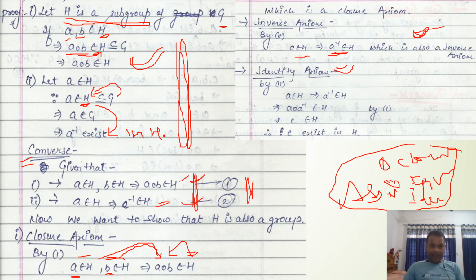As we have A belongs to H, so by the second property, I can say that the inverse of that element will also exist in H. So it will be true. If A belongs to H is true, then A inverse belongs to H will also be true.